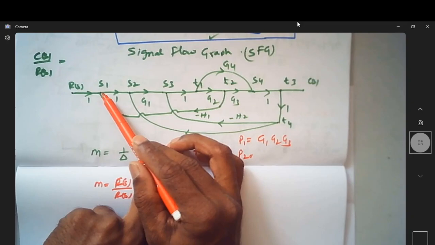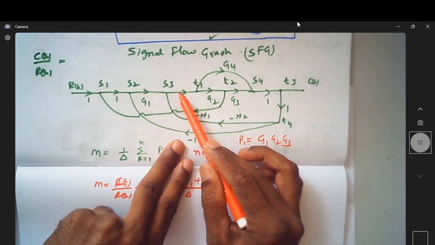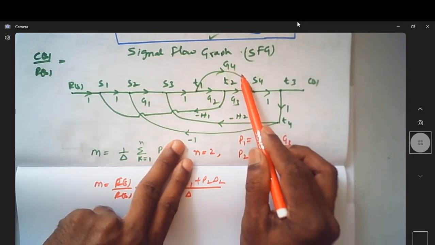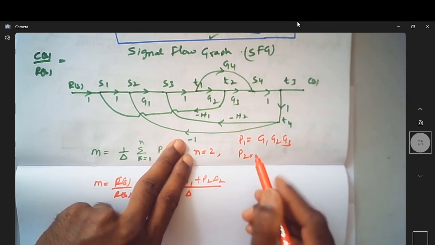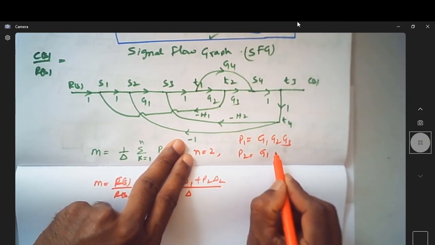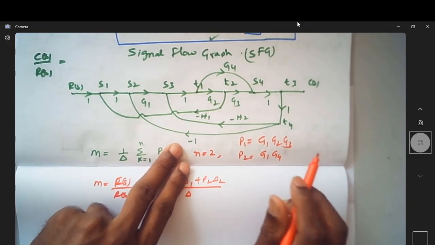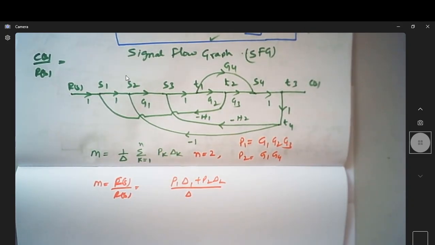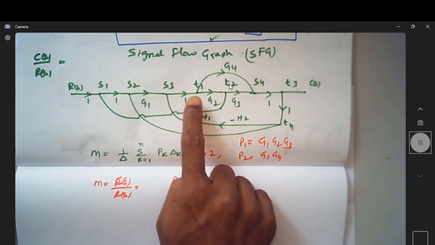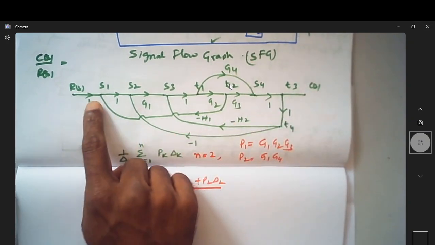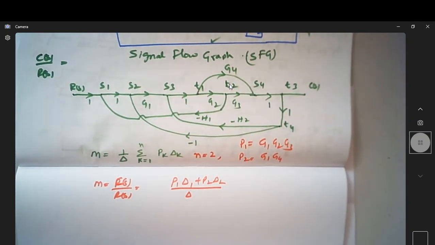So the second forward path is, you can go like this and then take G4 as its path and then go here. So is it not G1 into G4? The first forward path just goes like this and then goes through G2, G3. So that is G1, G2, G3. Then it is G1 into G4.